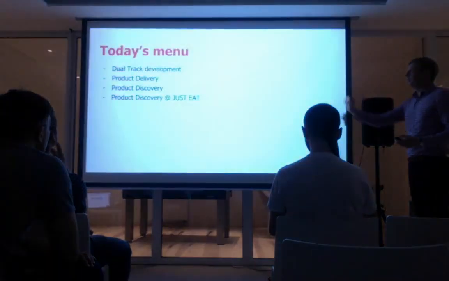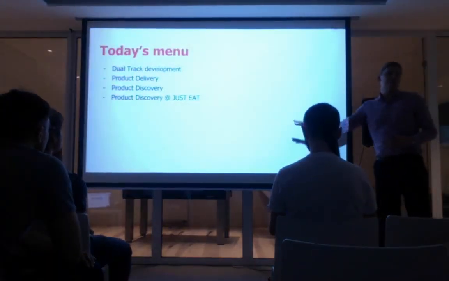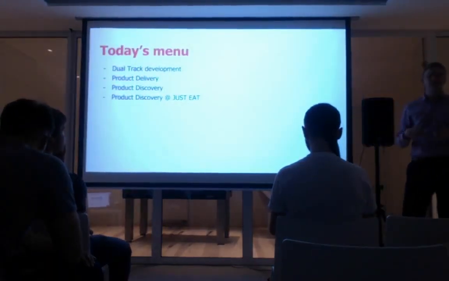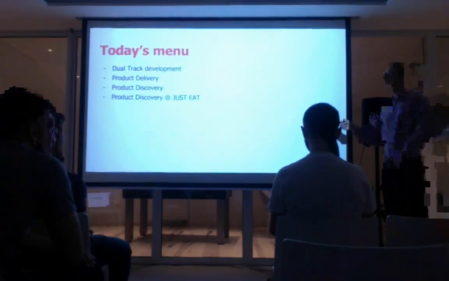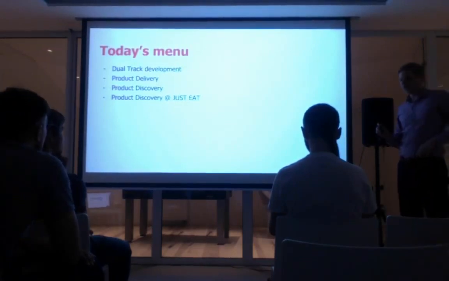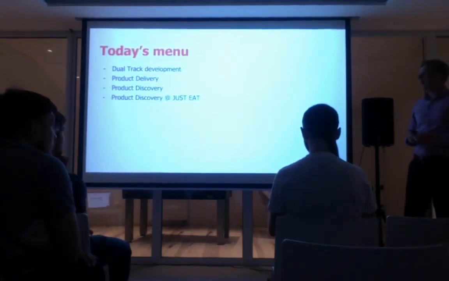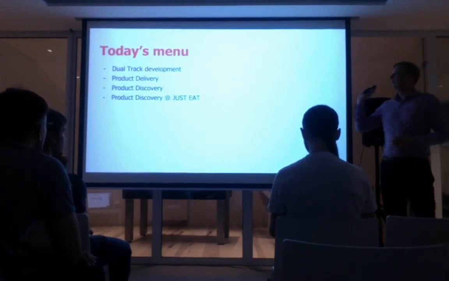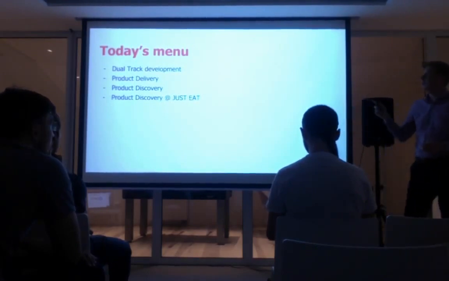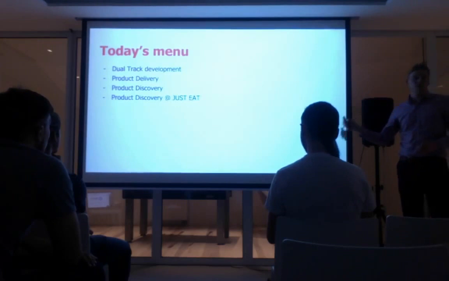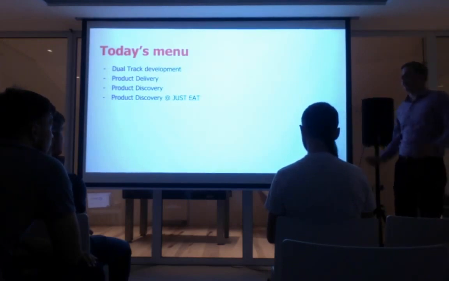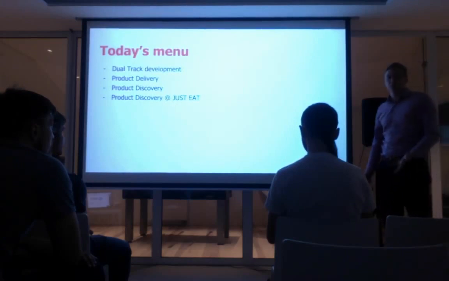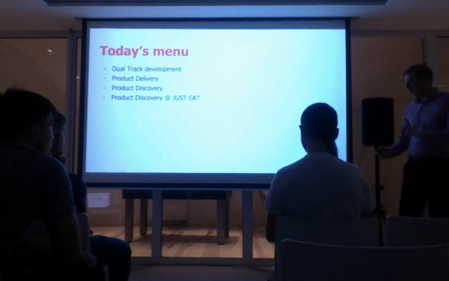So on today's menu, and you'll notice this throughout the presentation, we're very much fun driven. So I'm going to talk about dual track development, which is probably the oldest concept in product management, as old as the Agile Manifesto itself. Very brief touch upon product delivery and most of the focus on product discovery. Whenever you're trying to come up with a new feature, that's product discovery. I'll get there in a second.